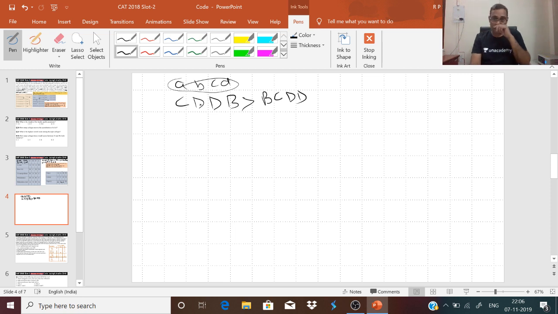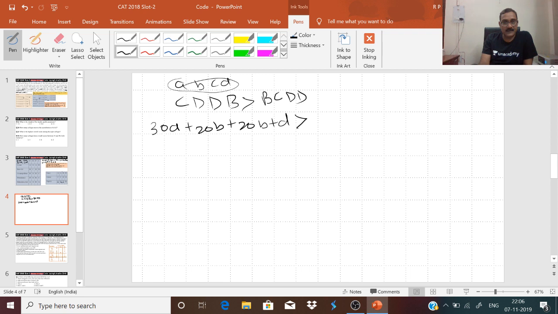Let us write their overall score. This is grade point. C means 30 points, 30 multiplied with the weight, 20 multiplied with the weight, 20 multiplied with the weight, and 40 multiplied with the weight, 40 into D. Let me write it again. Plus 40 multiplied by small d.